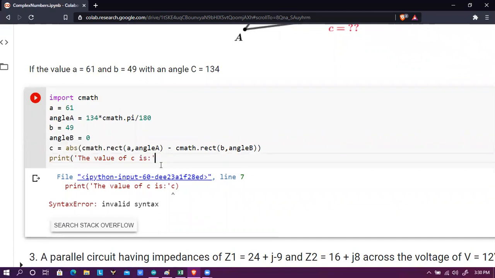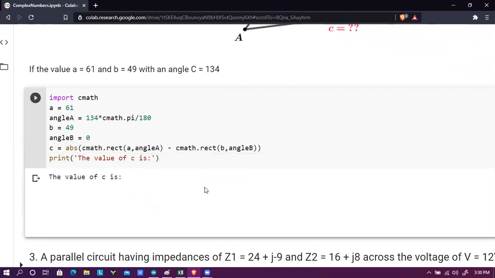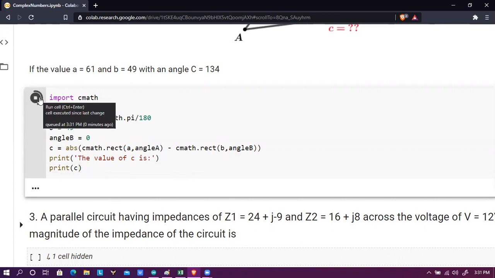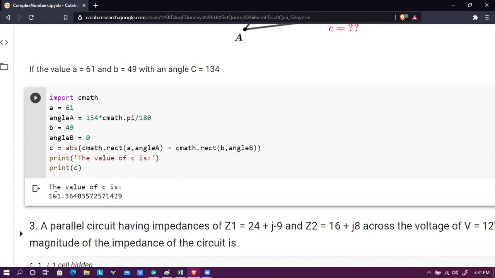Okay, the value of C is, what is the error here? Let's try. Okay, no value. The value of C is print C. Take note, we cannot print directly the complex number inside the print function. So we need to separate it. The value of C is 101.36.